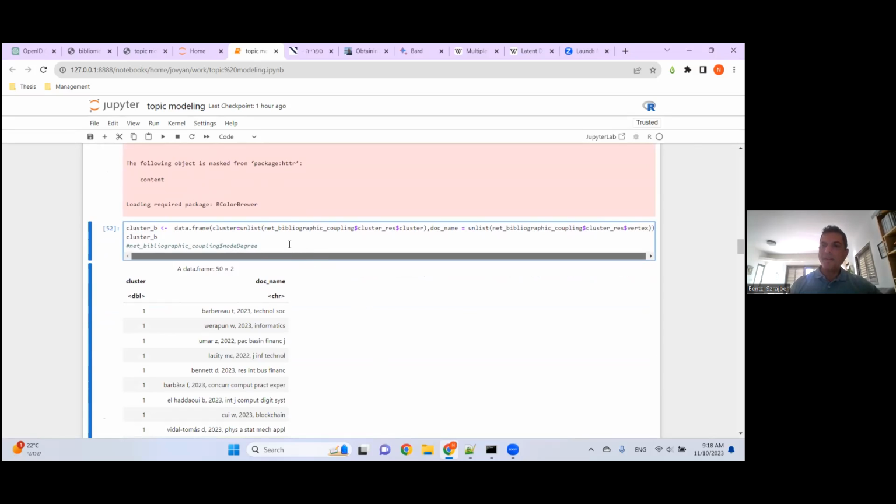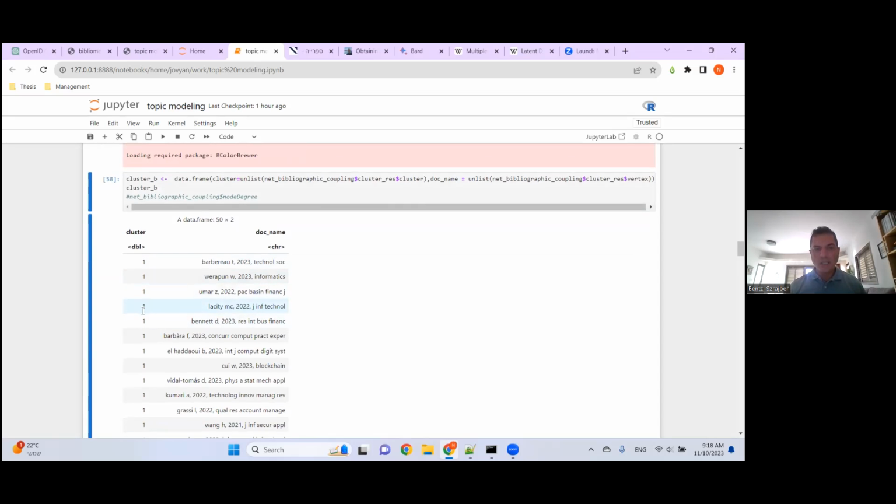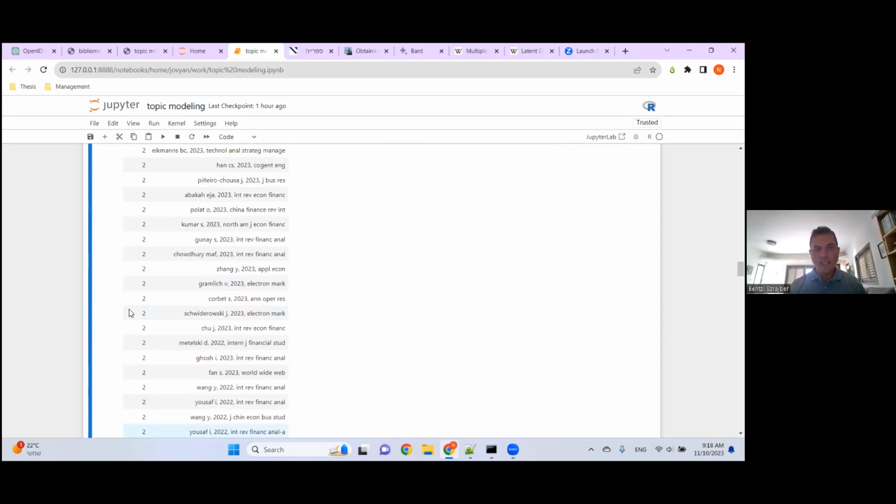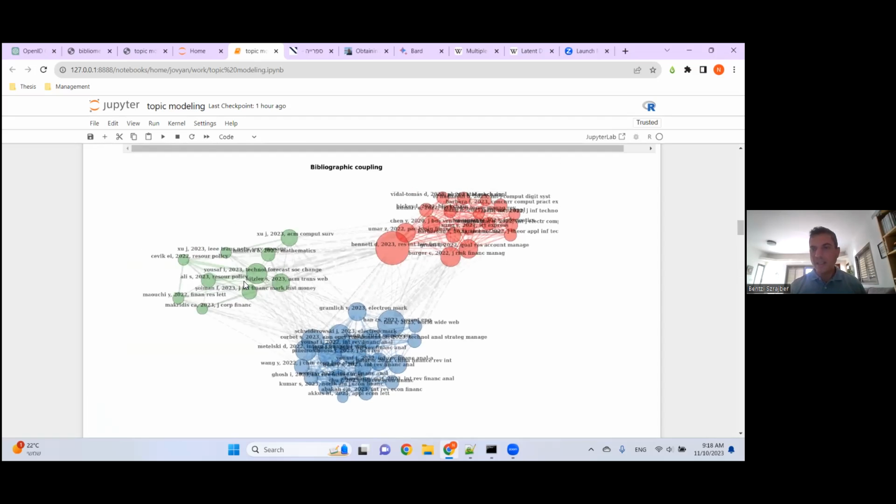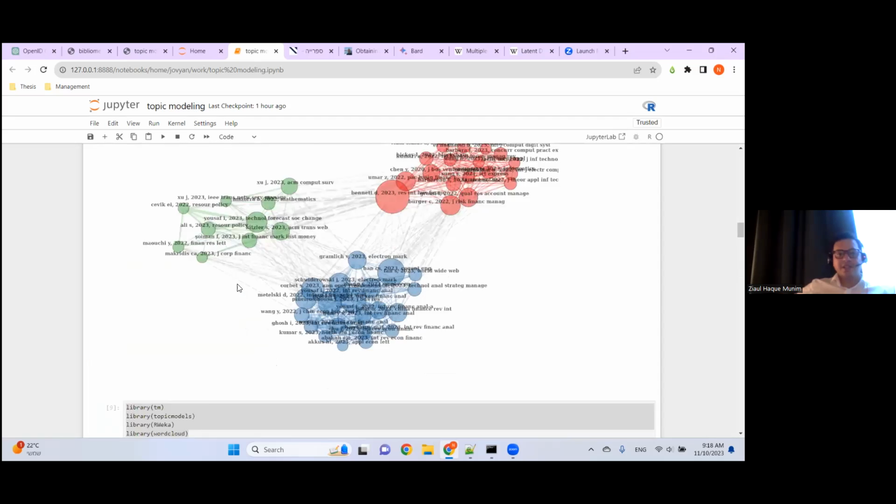This is important because we have access to the objects that BiblioShiny exposes to us but doesn't give you direct access to. Once you get the access, you can do a lot of things. So basically what I did here is get the list of articles based on the cluster that is shown here in the graph.